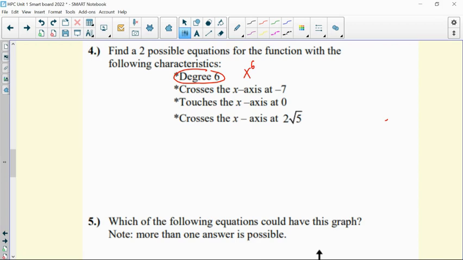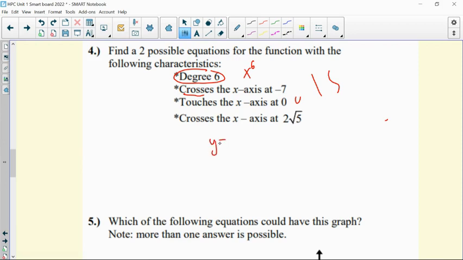If it crosses the x-axis at -7, notice it doesn't say how does it cross. So we might know that it crosses like a linear function or more of like a cubic function, as long as it crosses and then just touches at 0. That touching at 0 means it's going to be like a bounce, right? Even. And then crosses at that 2√5, which is kind of an awkward value, but certainly could be one of our values.